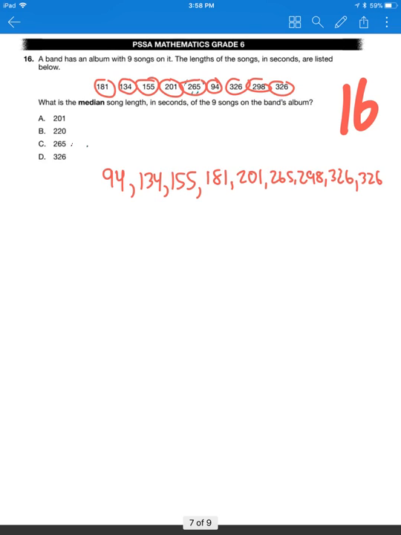Okay, so I just wrote the numbers in least to greatest order. Now I'm going to cross off little, big until I get to the middle. So little, big, little, big, little, big, little, big, middle. Middle is the median, so the median is 201, which is A.